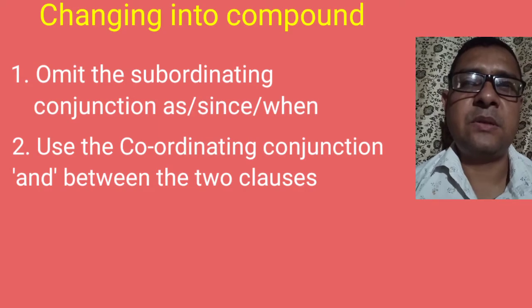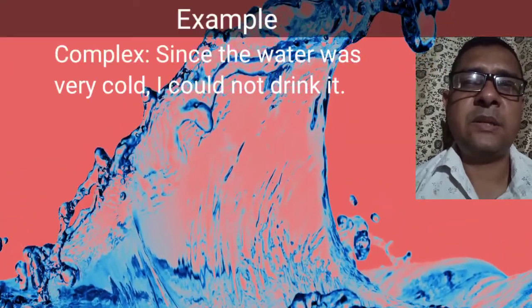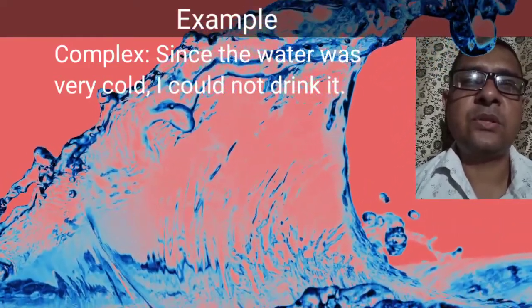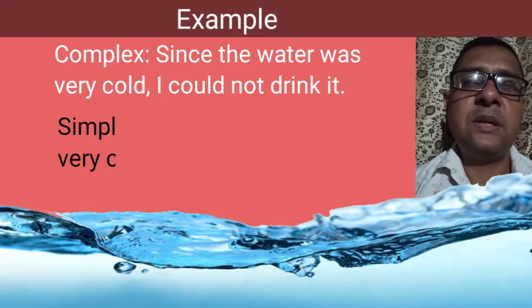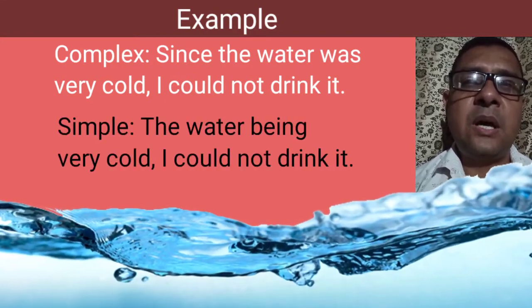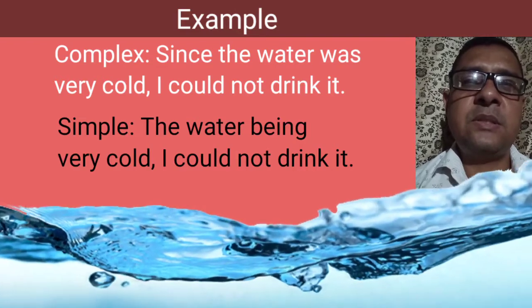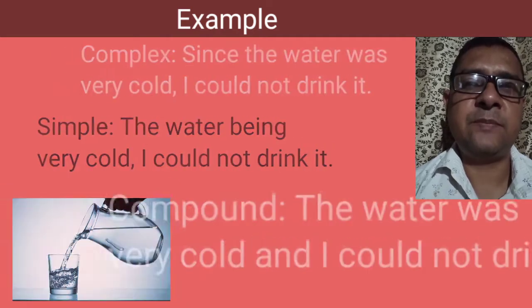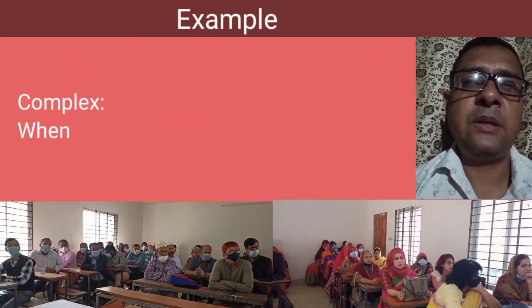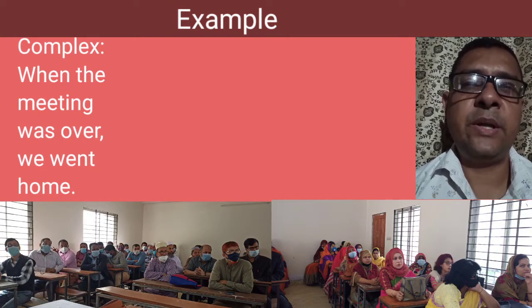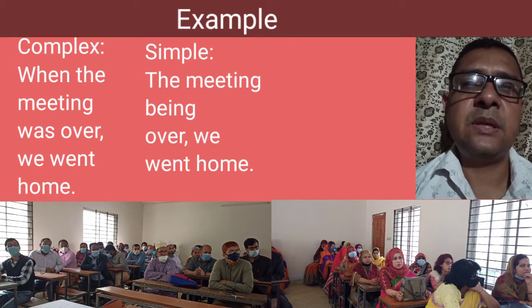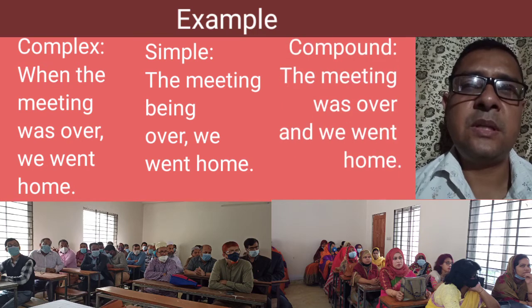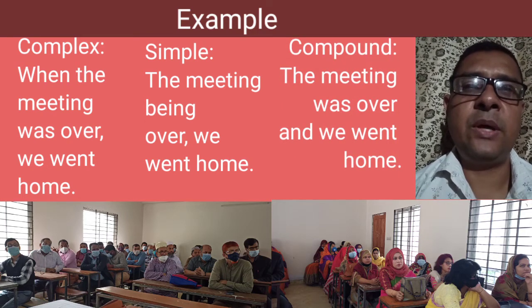For example, complex sentence: since the water was very cold, I could not drink it. Simple sentence: the water being very cold, I could not drink it. Compound sentence: the water was very cold and I could not drink it. Another example: when the meeting was over, we went home. Simple sentence: the meeting being over, we went home. Compound sentence: the meeting was over and we went home.